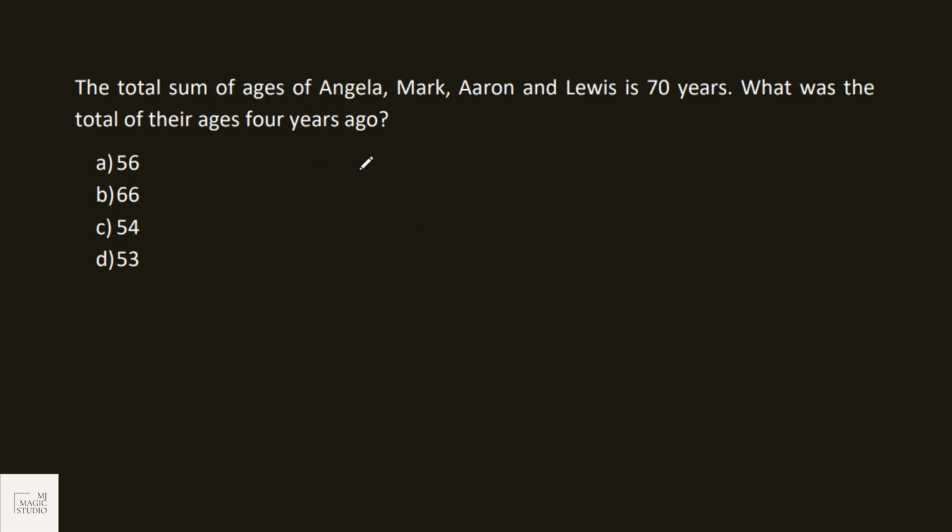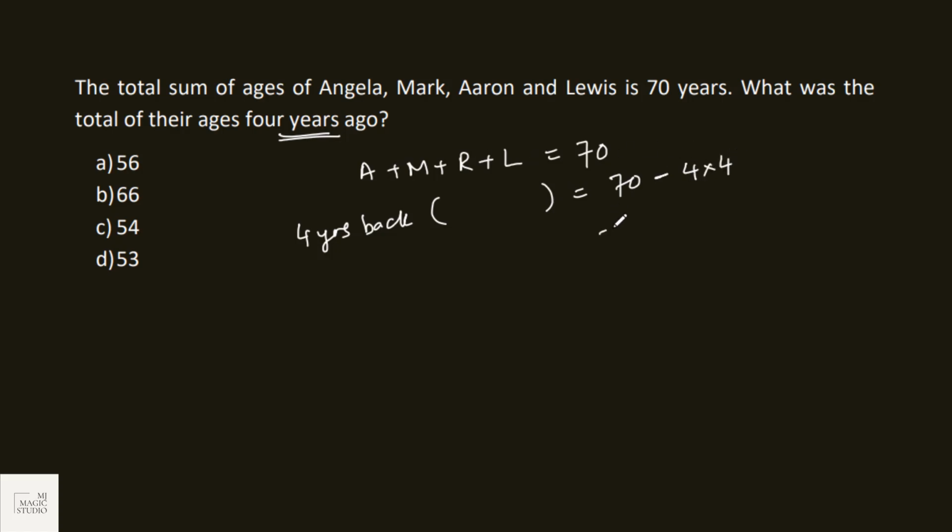The total sum of ages of Angela, Mark, Aaron and Louis is 70 years. What was the total of the ages 4 years back? 4 years back, every one of them were 4 years less than what they today are. So 4 years back, their age total should be 70 minus 4, and we need to subtract this for 4 times because we have got 4 people. That would be 70 minus 16, and that is 54. We have that in option C.